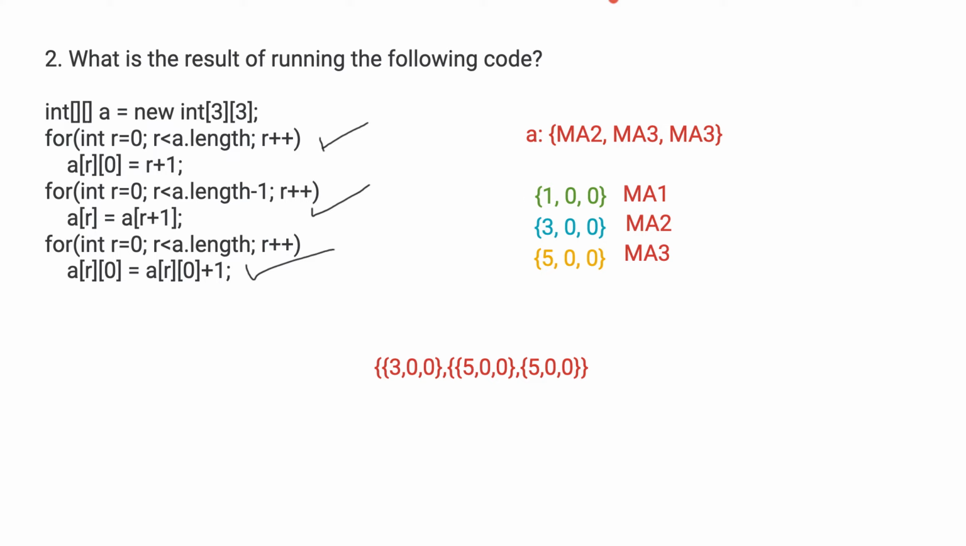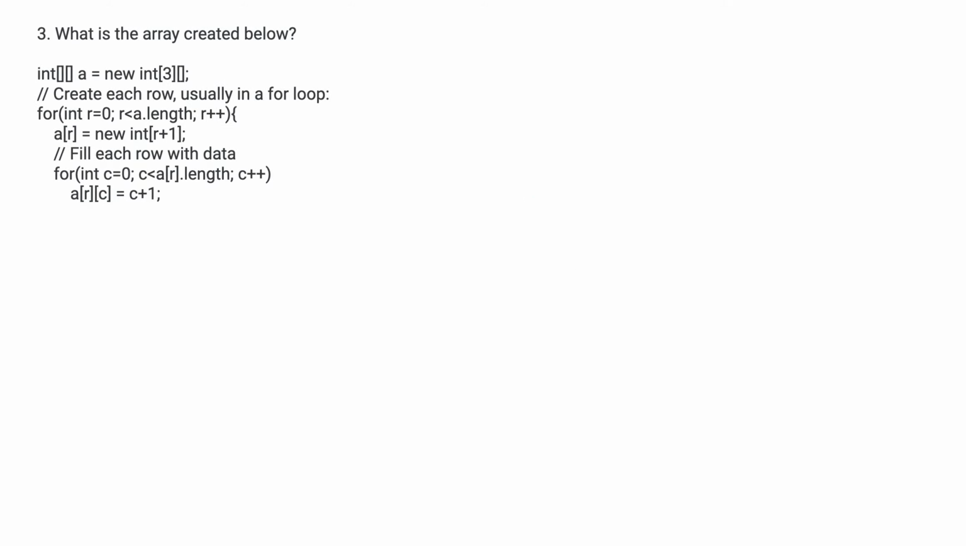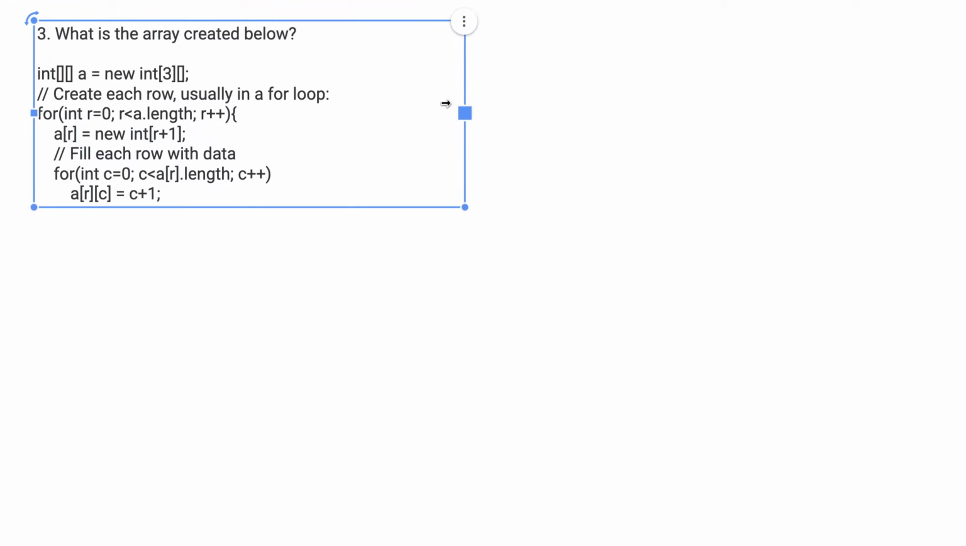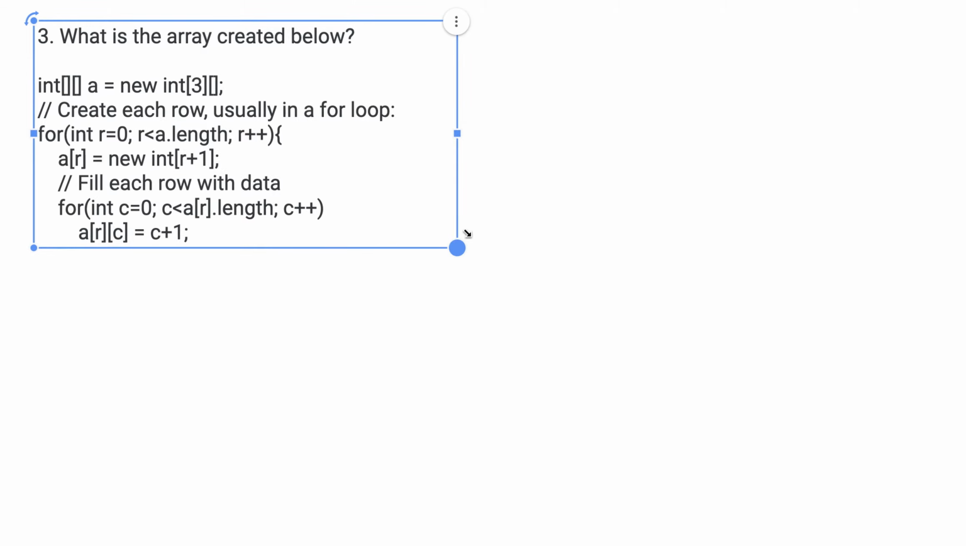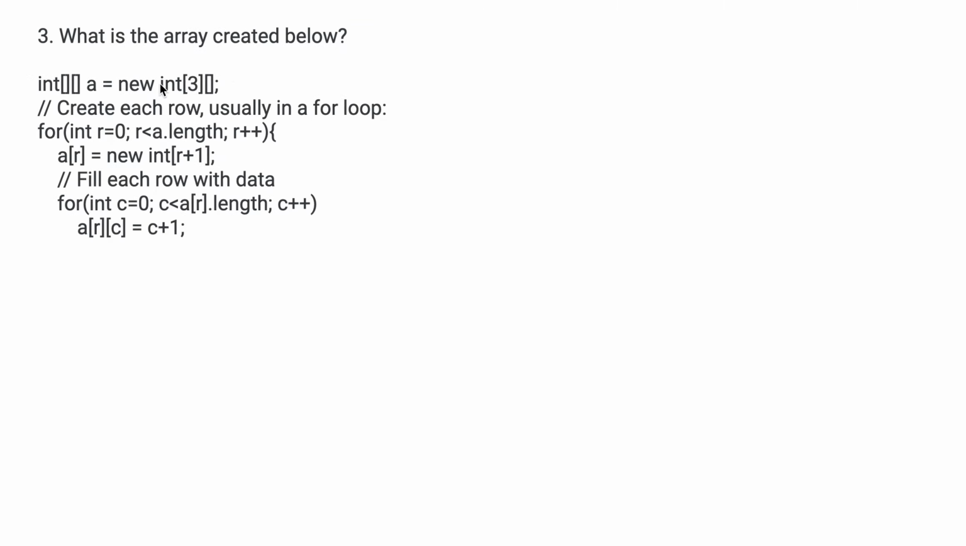Okay, so let's go on to our final problem. It's asking us what the array created is by this code. So if we look here, we're starting with a 2D array, but notice that we only know the number of rows. We don't know the number of columns ahead of time or in this first line. So we know we're going to have 3 rows in this 2D array.